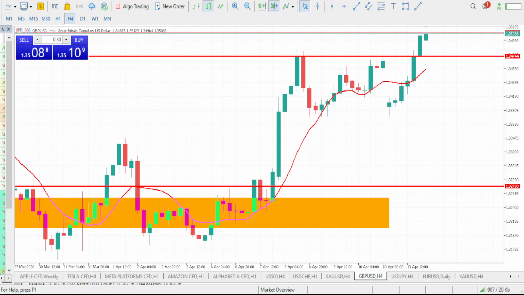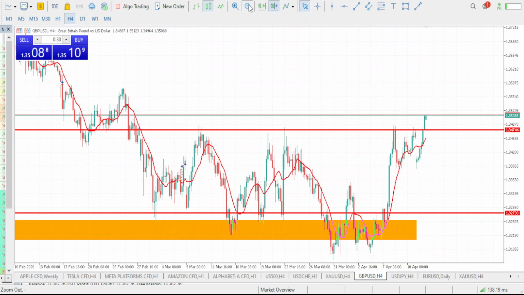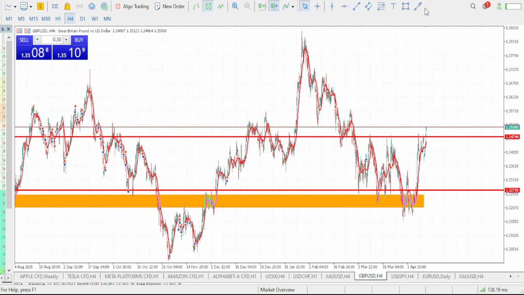Now let's start with the trade on GBP USD. As you can see right here on our GBP USD, we are in an uptrend move. So this is a movement. At first, we were in a downtrend move. The previous trend was a downtrend move, right? Now this is our current stage, which is an uptrend move.